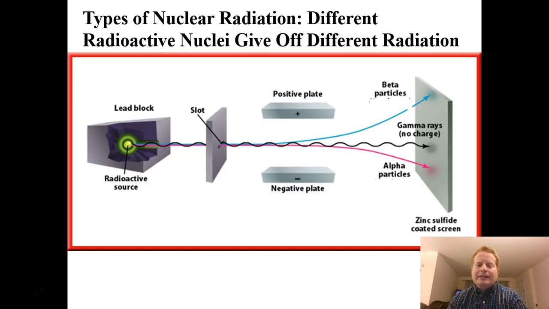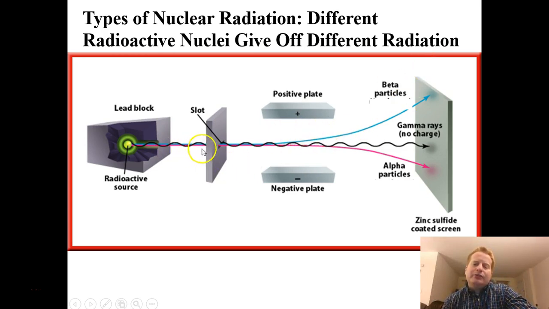Okay, very last thing is that these different types of radiation have different properties to them, right? Because they're different things. So let's say this radioactive source is giving out all three types of radiation. The beta radiation would go through the slit and be attracted to the positive plate, because remember, beta particles are essentially just electrons, so the negative is attracted to the positive and it gets deflected upward.